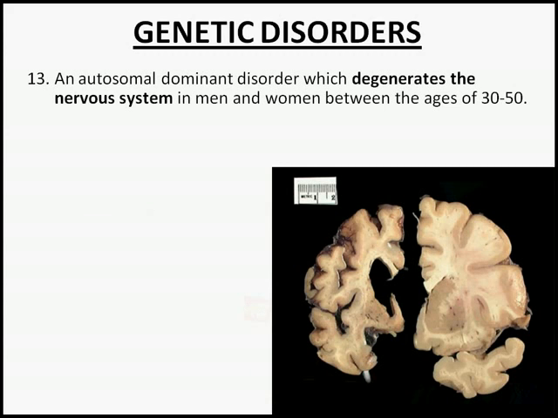Number 13 is a neurodegenerative disorder that usually appears in people between the ages of 30 and 40, and it's autosomal dominant. It's called Huntington's disease.